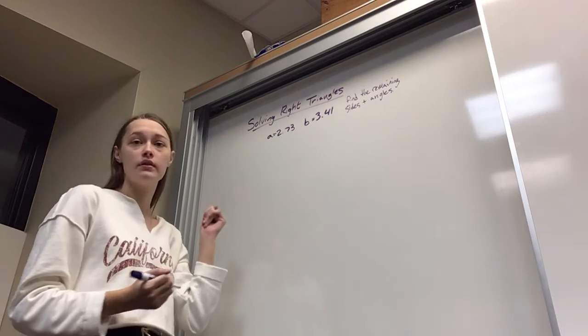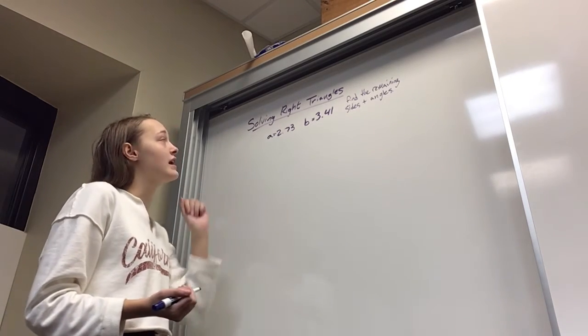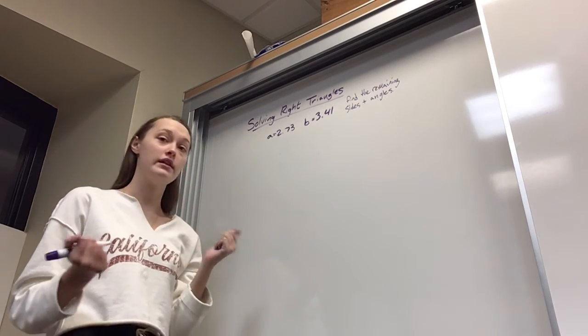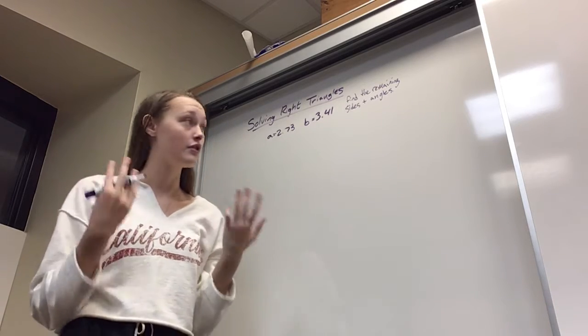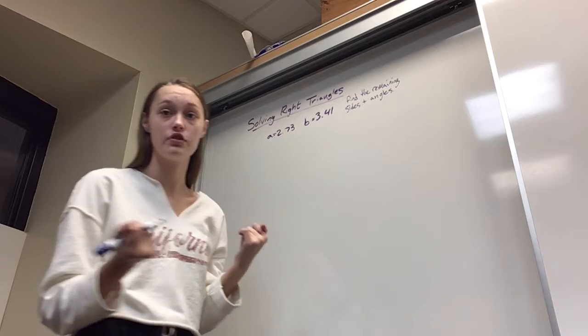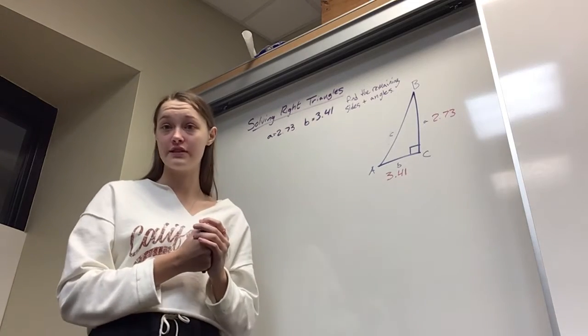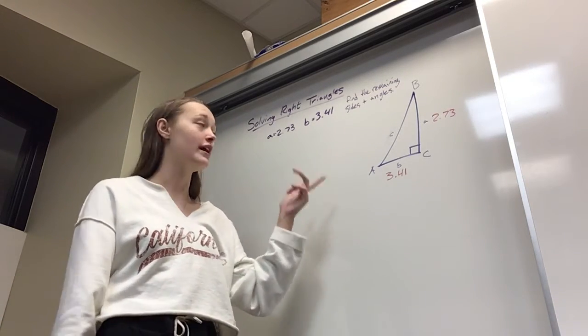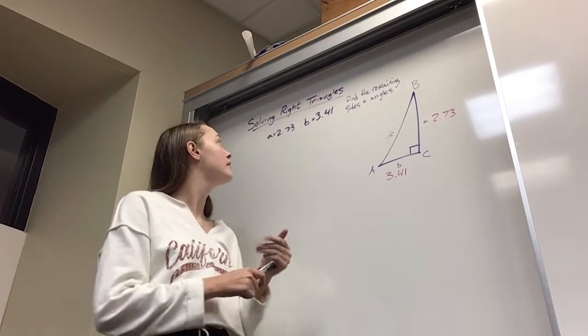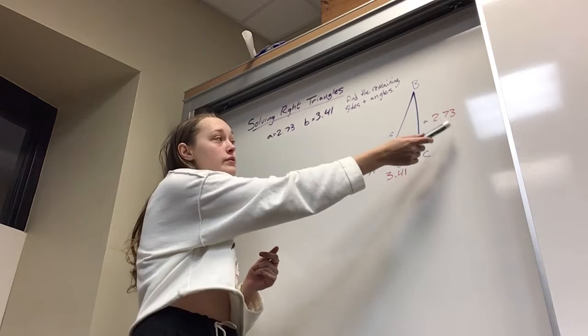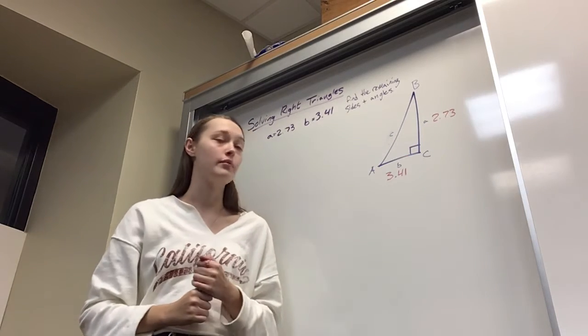So we're given two sides of a triangle, A equals 2.73 and B equals 3.41. And we have to find all the remaining sides and angles. So I think we should start off by drawing the triangle. I drew our basic triangle. It's just a right triangle, ABC, same thing we've been using for this whole lesson. And I put in the sides A equals 2.73 and B equals 3.41.